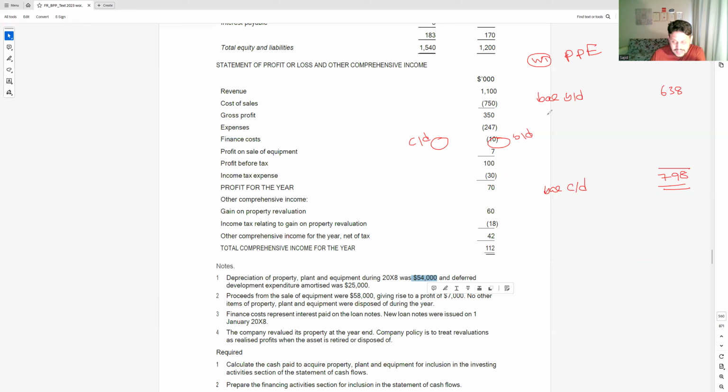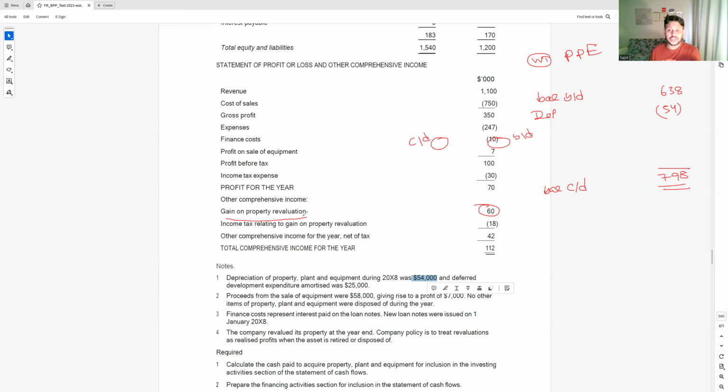So we're going to write depreciation. Depreciation always reduces the value of the non-current asset. So minus 54. So 54 is gone. It reduces the value of the non-current asset. The next thing we're going to look at is our revaluation. And they said they made a revaluation gain. So revaluation gain 60.